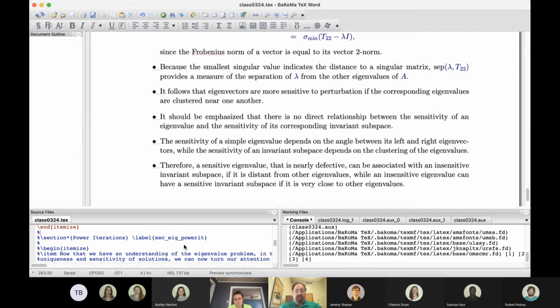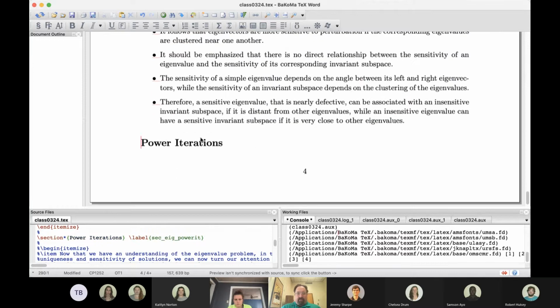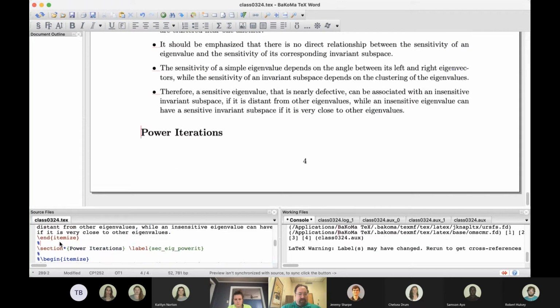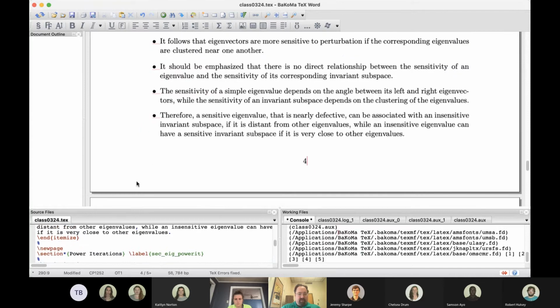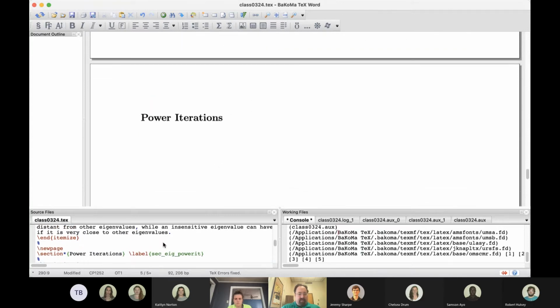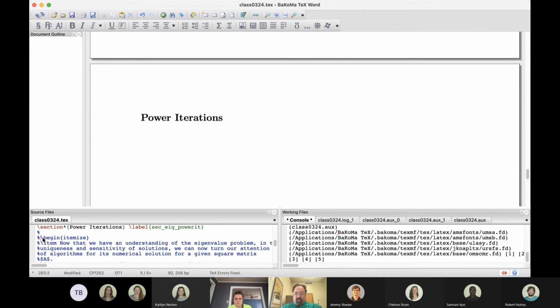Okay, so any questions up to this point? This concludes the discussion of the sensitivity part. Right, now let's finally get into algorithms. Oh, definitely starting this on a new page. Okay.